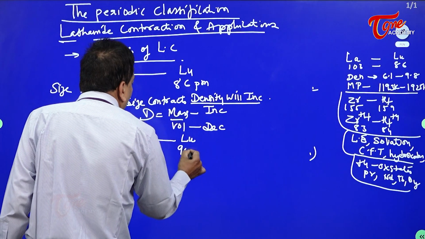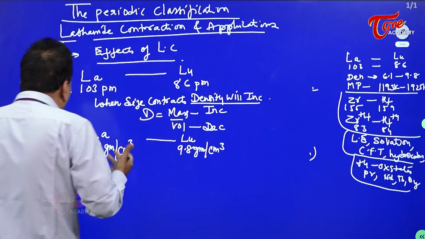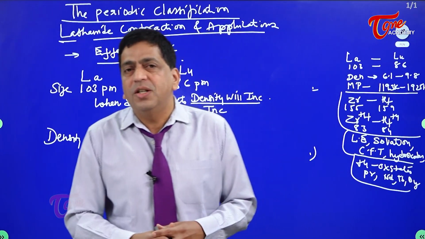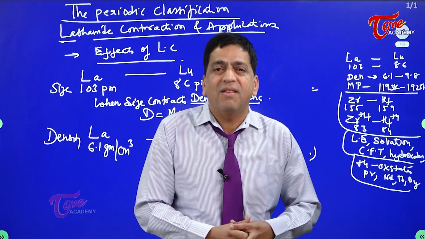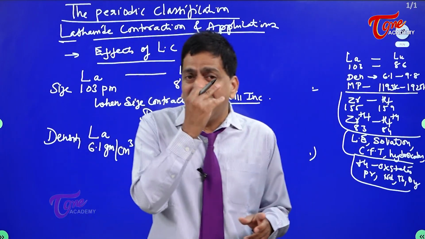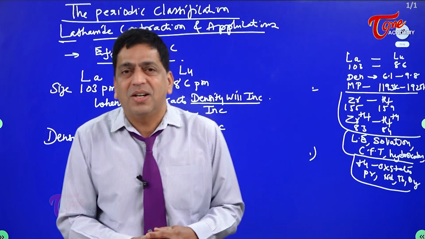It will be 9.8 grams per centimeter cube, telling us that yes, lanthanoid contraction is a reality and not a story or a fiction. You must understand that. Look into the contraction, it has direct bearings on density.